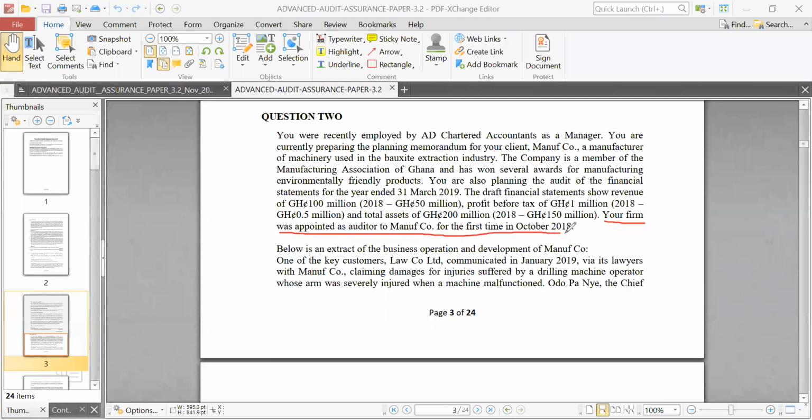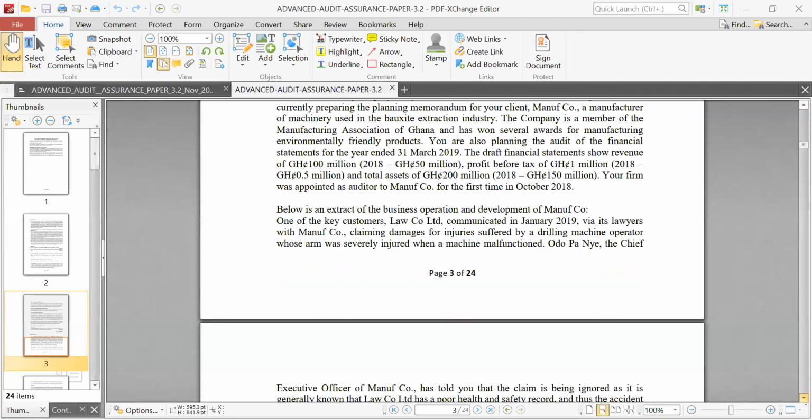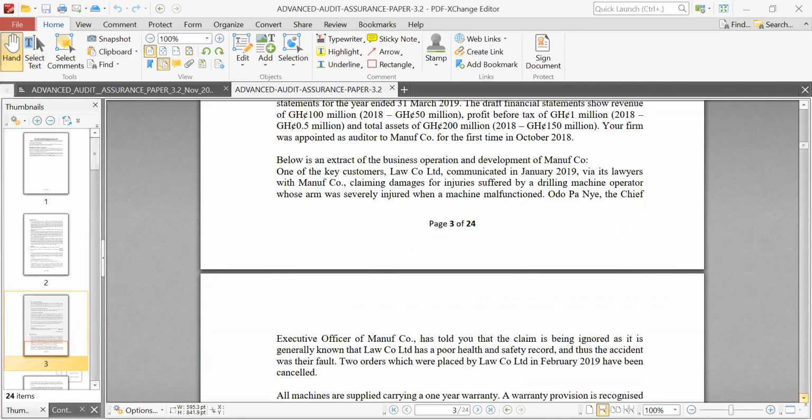Once you have that at the back of your mind, sometimes they ask questions on first time audits, or even if they ask you a question on risk, there are some things that should come to your mind. Okay, let's move on to the second paragraph. You see what I'm saying?